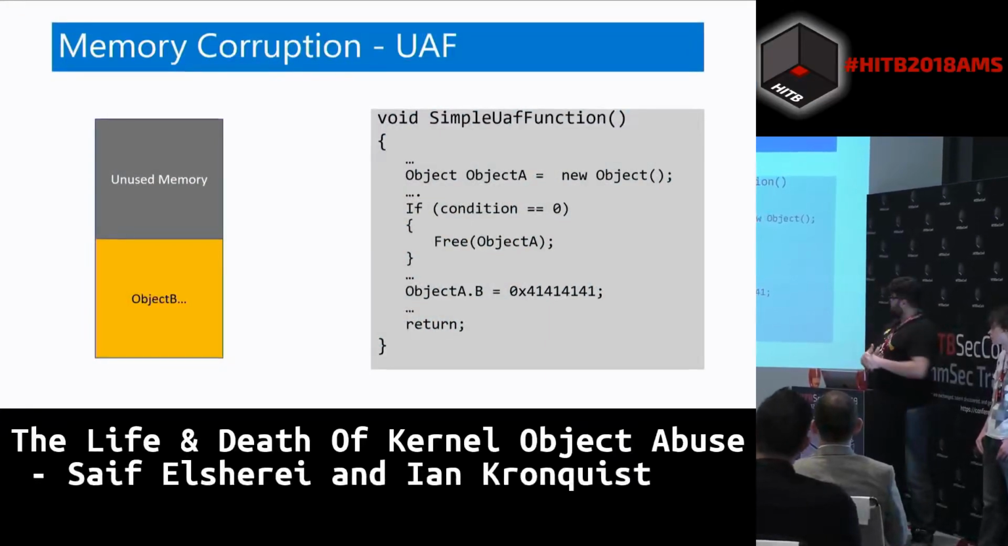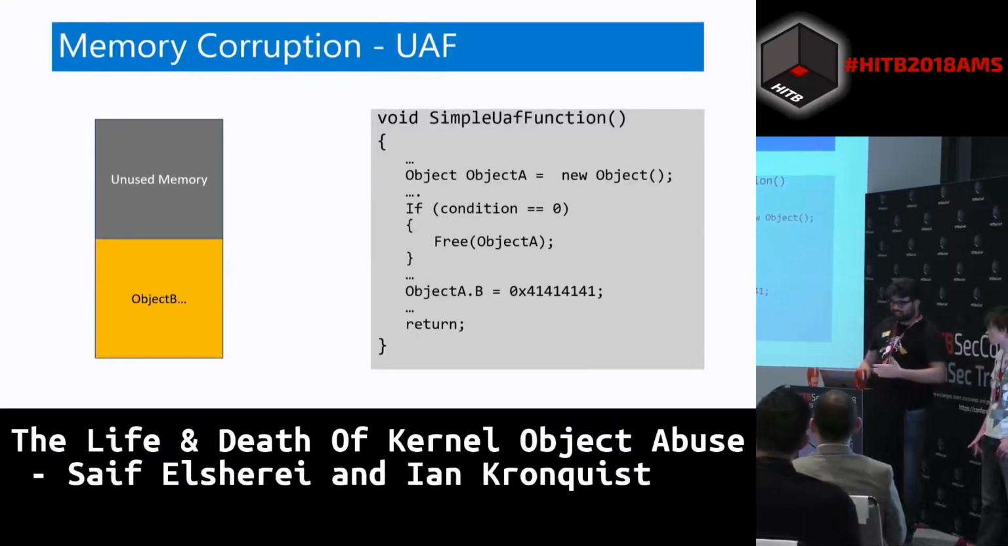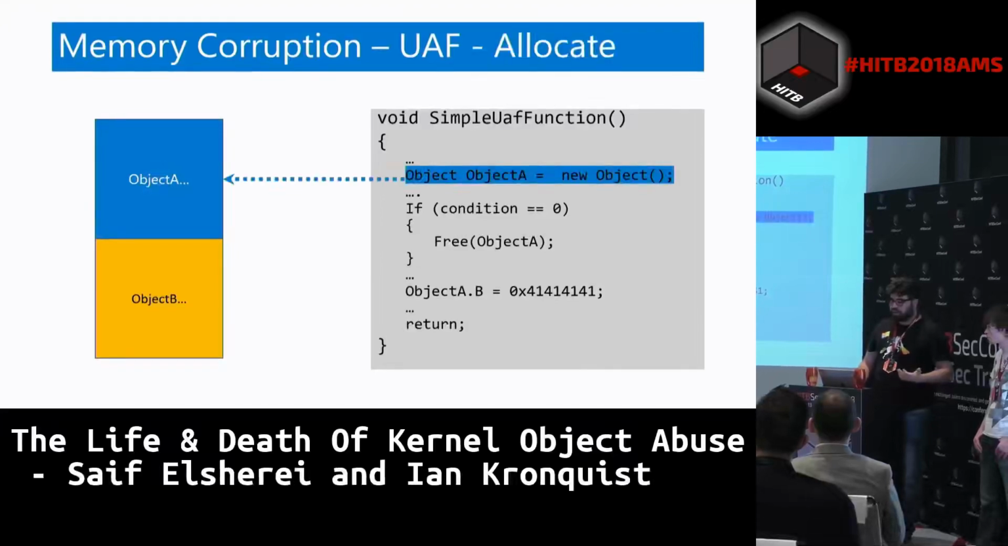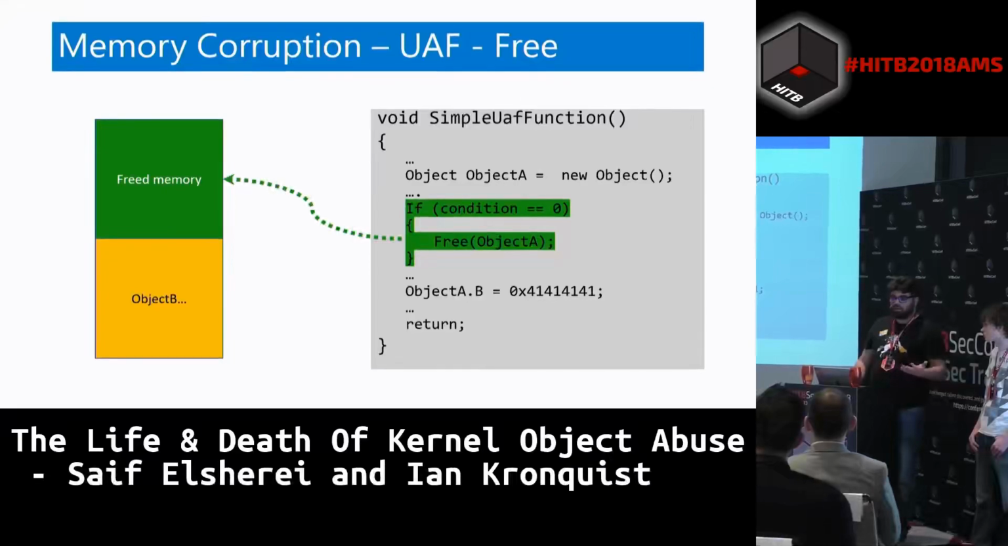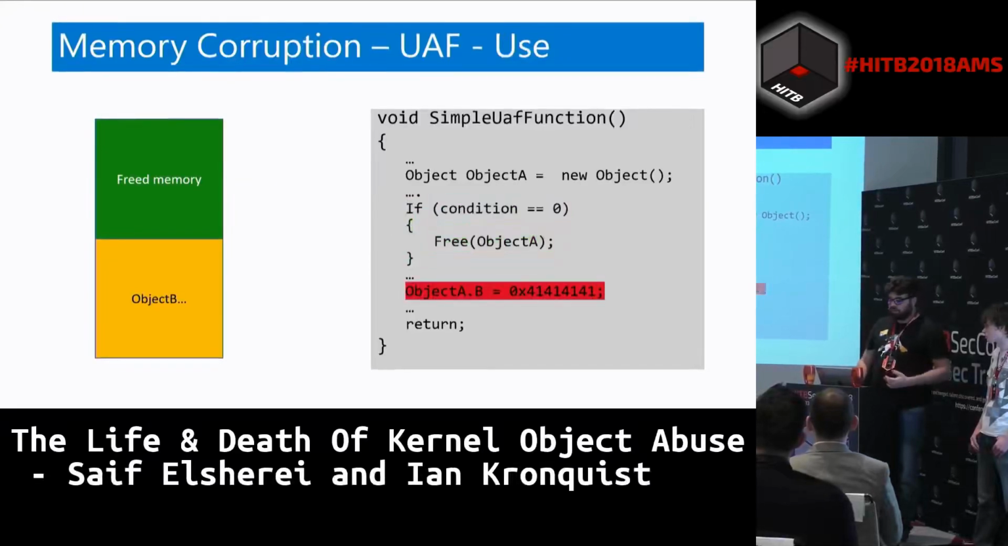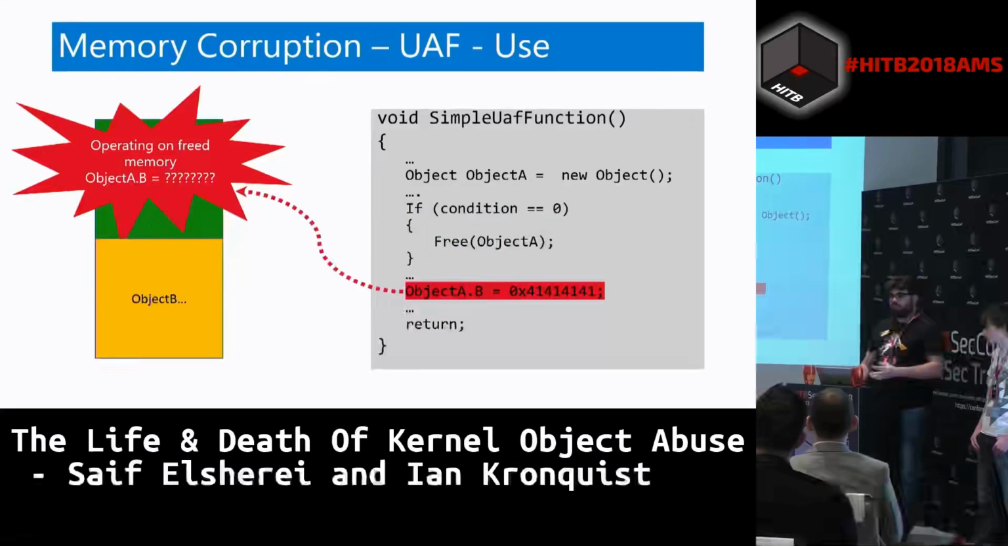If you look on your left, I think, on my left, this is just a simple pseudocode for a function vulnerable to use after free. It starts by allocating a new object in memory, and then during a certain condition, the object gets freed, but then the function operates on that object without further checking whether the object was freed or not, which results in some memory corruption and operating on freed memory.